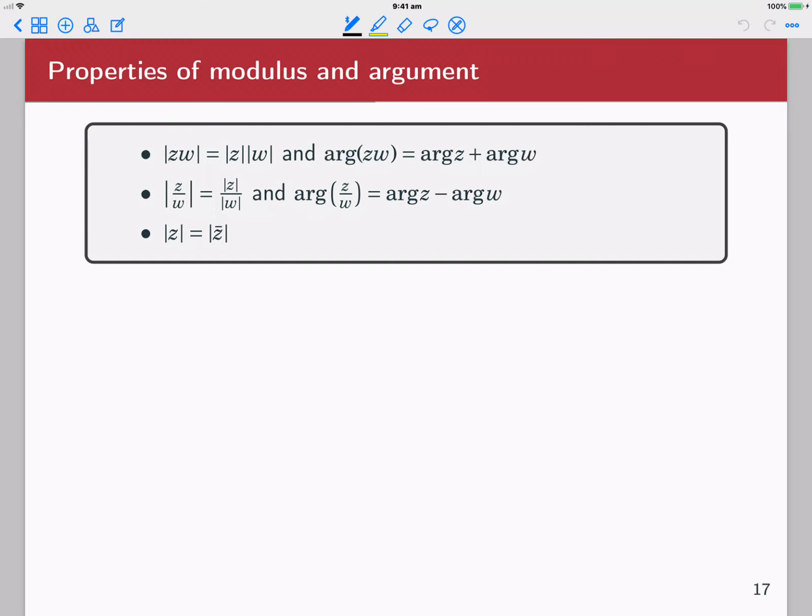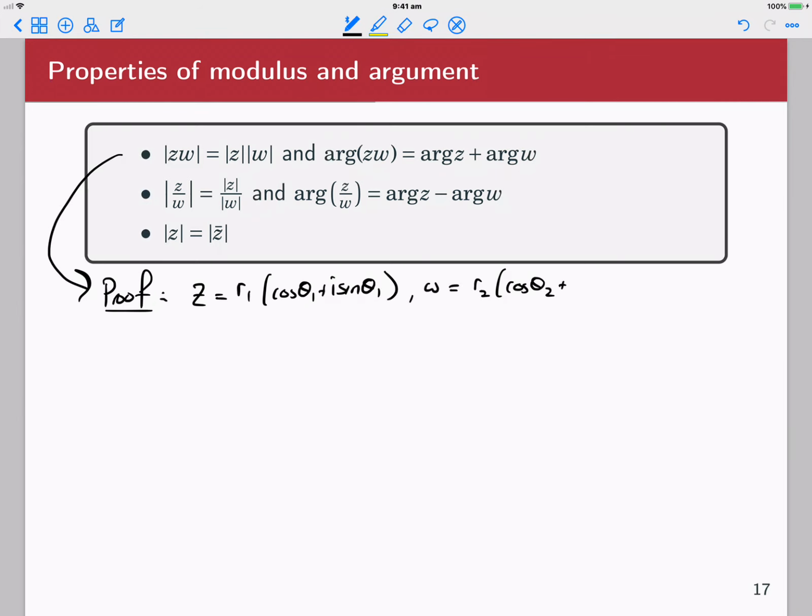So let's try to prove this first bullet point. Okay, so in order to do this, we'll just take two random complex numbers. Of course, we'll take two random complex numbers in polar form because we're interested in their properties of modulus and argument. So let Z be, let's say, R1 (cos theta 1 plus i sine theta 1). And let's say W is R2 (cos theta 2 plus i sine theta 2).